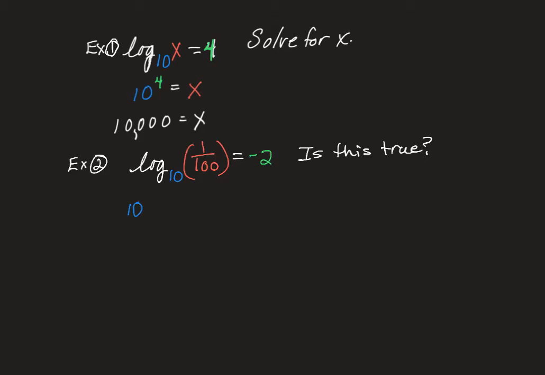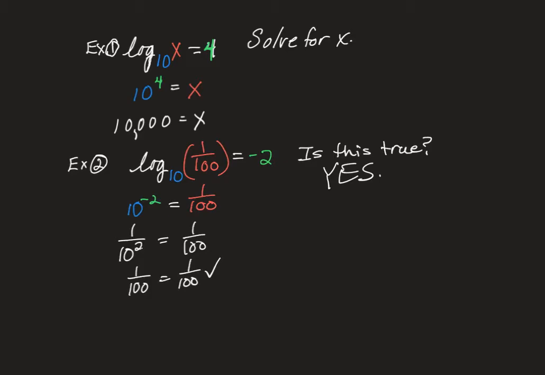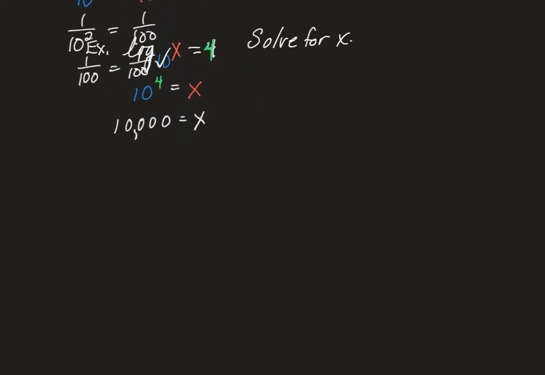10 to the -2 equals 1/100. So 10 to the -2, the negative drives the base to the denominator. You have the same exponent, only it is now positive. And is that equal to 1/100? Yes. 1/10 squared is 1/100. The answer to the question is yes, it is true. Okay, let's move this out of the way.